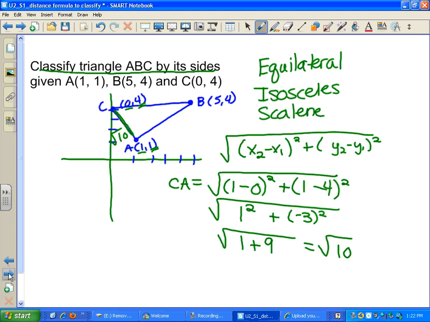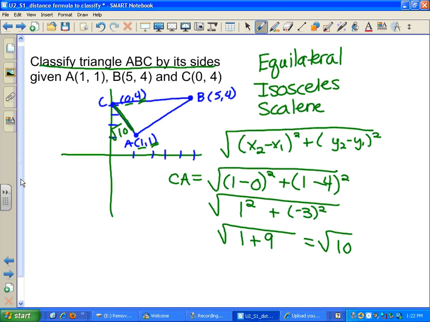Now I'm going to find the distance of CB. Well, I could use the distance formula for CB, but they're on a horizontal line, so really, there's no reason to. If I look at CB, it's at 0, 4, and the other one's at 5, 4, so I know that they are a distance of 5 away. So I know that length is 5, which means the last one I need to find is AB.